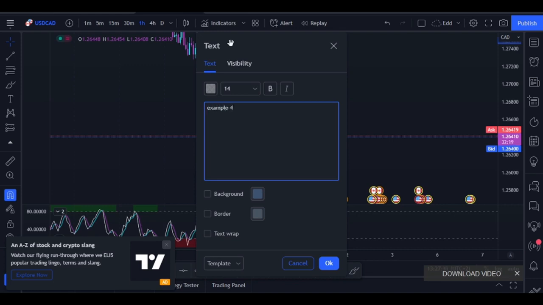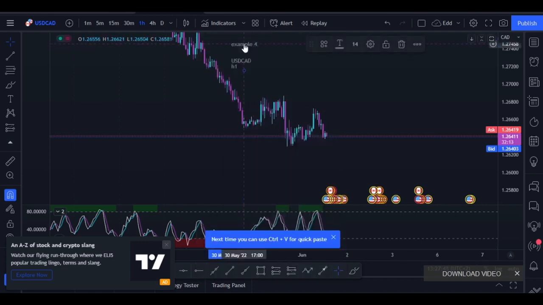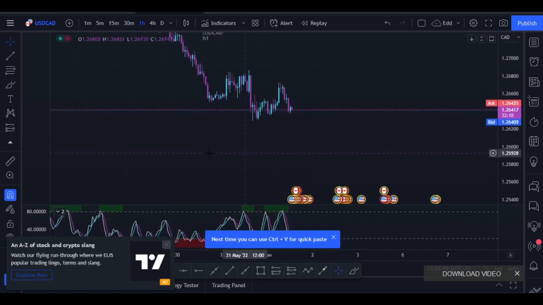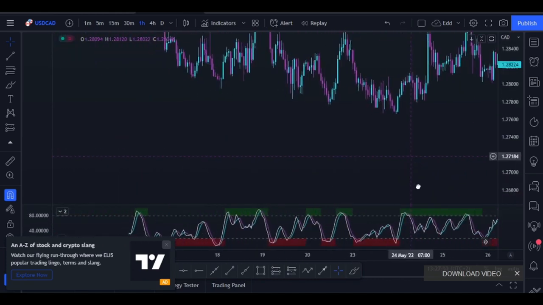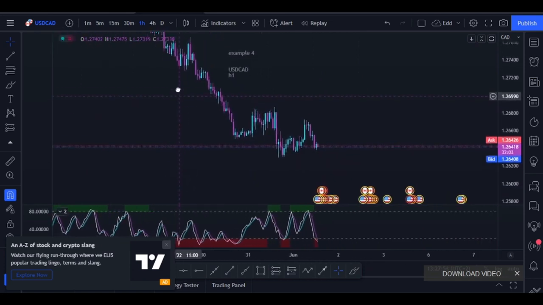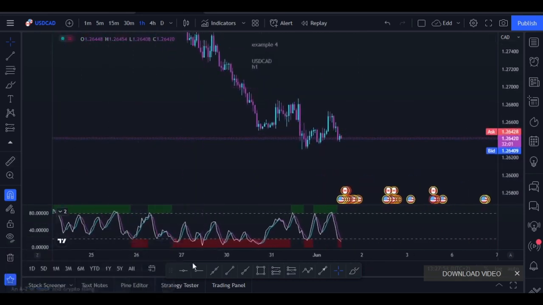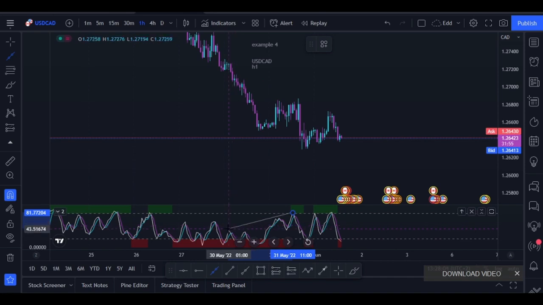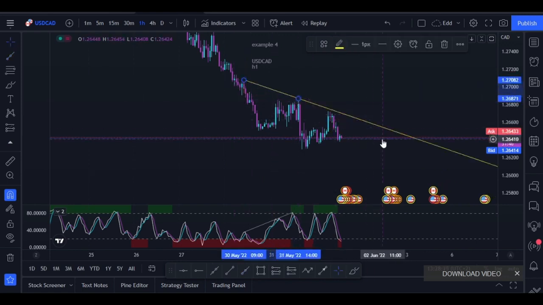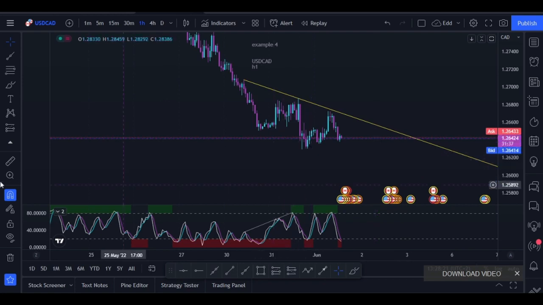Example number 4. USD CAD H1. Okay. So here we're looking for this has been trending downward. It's been trending downward. So what did I see here? We're looking for divergences, right? These ads. So I spotted a hidden bearish divergence here. Let me use this point and draw that corresponding divergence on the chart, which would be to here. Okay, and that's how I'd have drawn that.